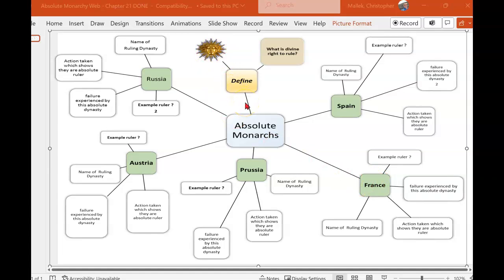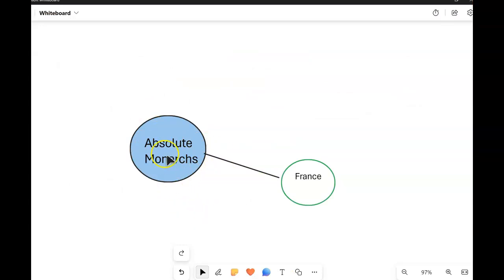The more visual you can make your web, the more it's going to stick in your head and you're going to learn it. Remember, that's what we're doing here, kids. We're programming your computer. Your brain is your computer. So let me show you what this might look like in practice. So let's say I drew out my absolute monarchs. I'm going to pick France just because I did some of that information with you yesterday.